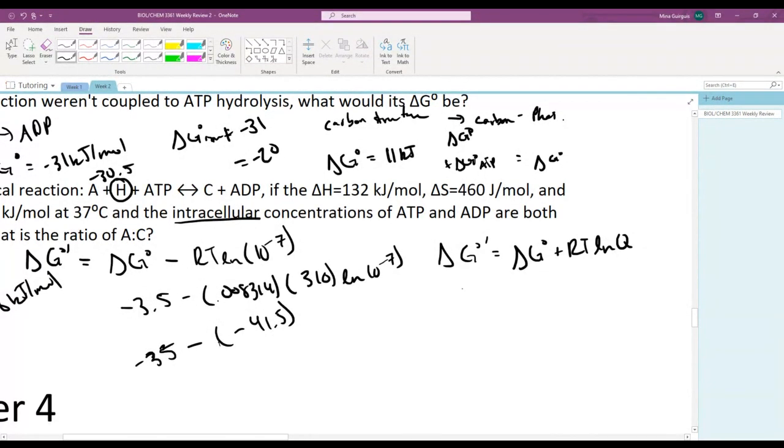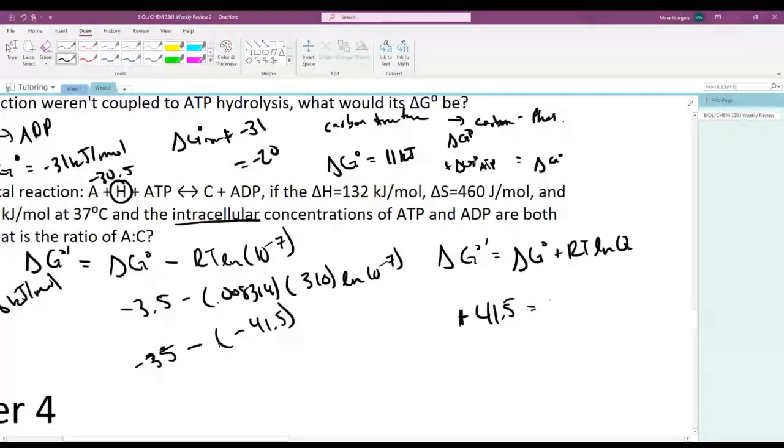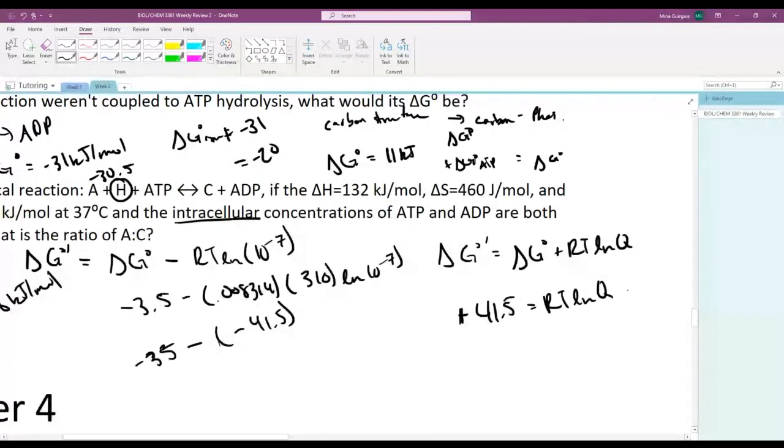Okay, so we're going to go back and subtract our delta G naught to get back to that positive 41.5 number. Yes, it should be positive. Equaling RT natural log of Q. And the reason that we have to do this backwards is because we need to figure out what Q equals, right?